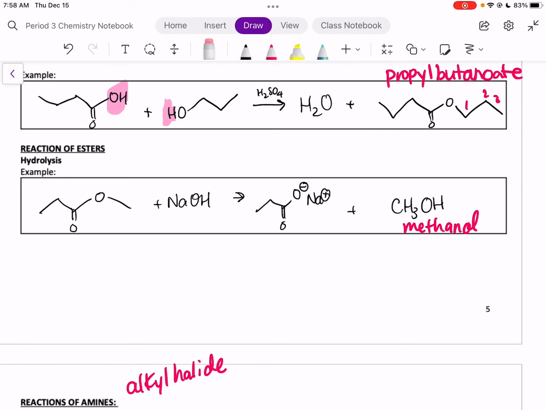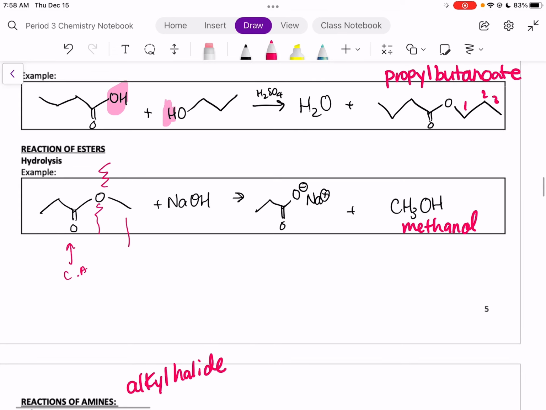Let's look at the rest of our reactions. We have the hydrolysis of esters. So sodium hydroxide will break it right at the oxygen. We're going to remake a carboxylic acid and remake an alcohol. So it's the reverse of your condensation.